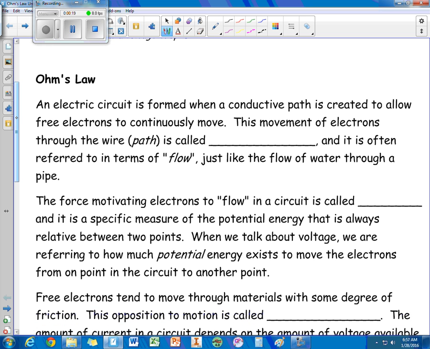We've discussed in a previous unit about circuits, and an electrical circuit is formed when we have a conducting path, such as a wire, that allows those free electrons to move continuously. Now, the movement of electrons through a path is what we call current. It's often referred to in terms of flow, just like water flows through a pipe.